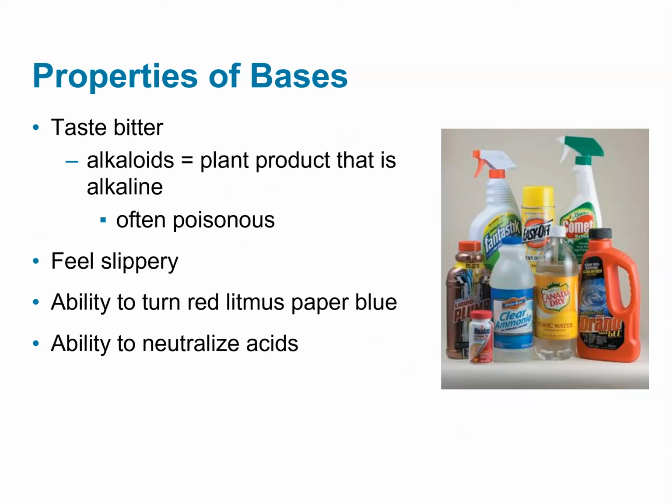So a couple properties of bases. Bases typically taste bitter, and alkaloids are examples of good bases that are produced in the plant kingdom. And often, these alkaloids can also be poisonous as well. And any of you who've handled, say, bleach before, notice how slippery it is, right? When it's on your hands and you're washing your hands and they're slippery as you're getting the bleach off of you. That's because bases are often slippery. If you're talking about red litmus paper, they'll turn blue, and they have the generic ability to neutralize acids as part of their neutralization reaction.